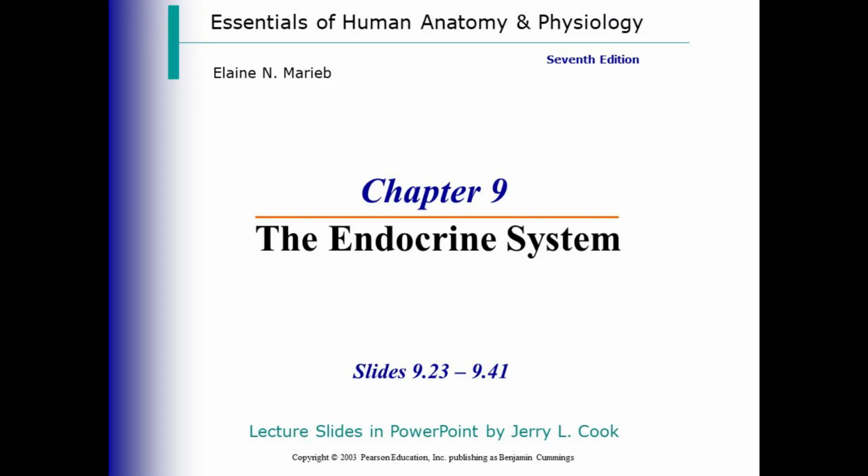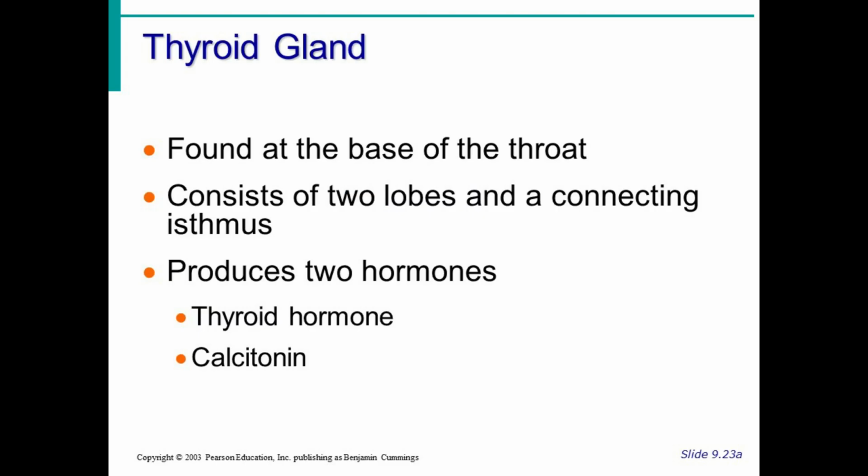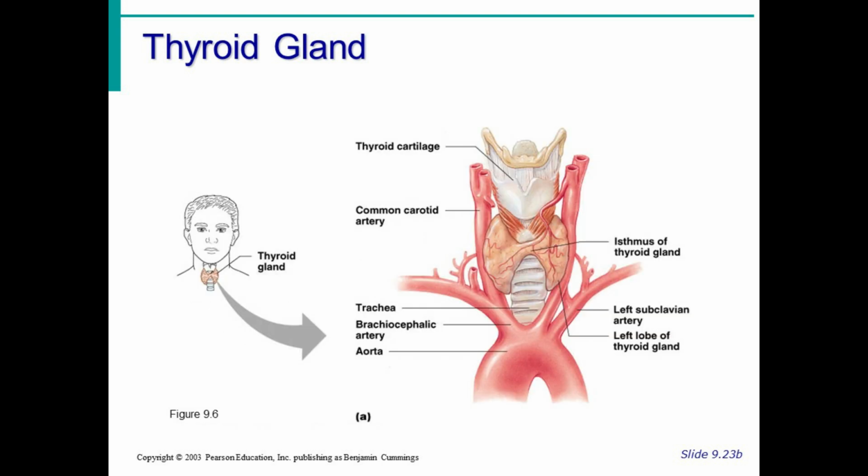Let us discuss the other endocrine glands that are found in our body. First, we have the thyroid gland. It is found at the base of the throat. It consists of two lobes connected by a part that we call the isthmus. It produces two hormones, which are the thyroid hormone and the calcitonin. As you can see in this picture, the thyroid has two lobes, the left and right lobe, and it is connected by what we call an isthmus.